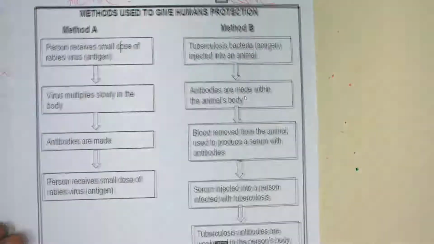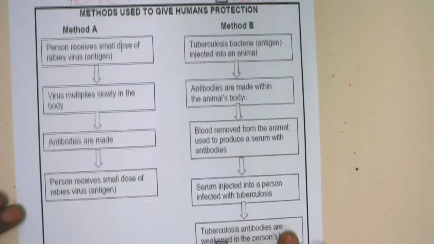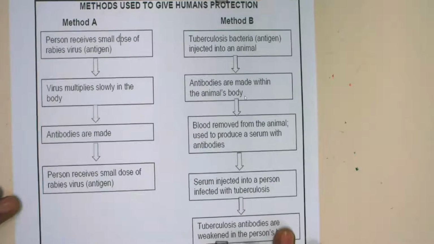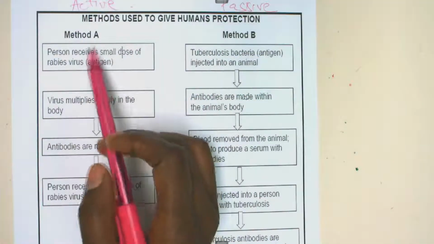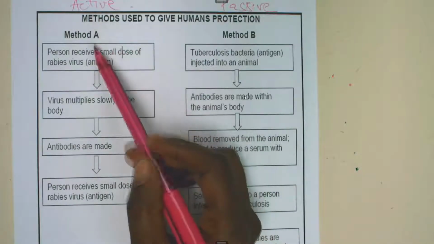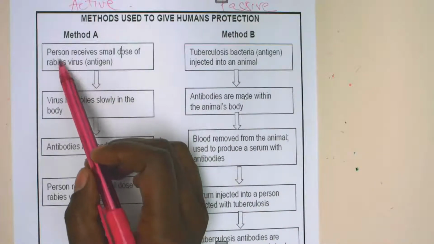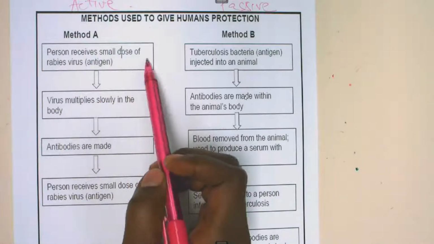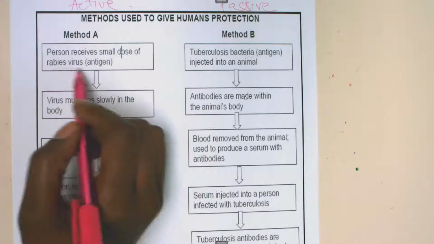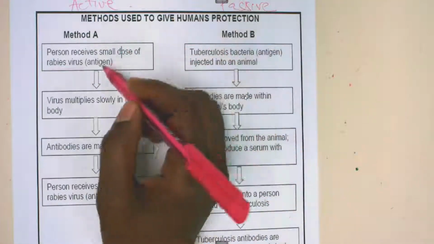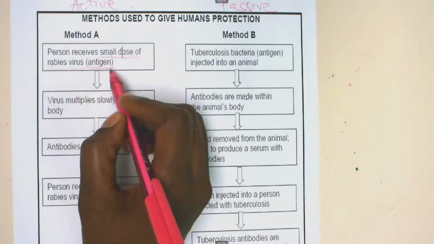All right, so we have our diagram here in the form of a flow chart. Method used to give humans protection, and then we have method A and method B. Let us start with method A, which is active immunity. Step 1, a person receives a small dose of rabies virus. So they have made use of rabies virus in this example, which is an antigen. So that small dose, we call it an antigen.